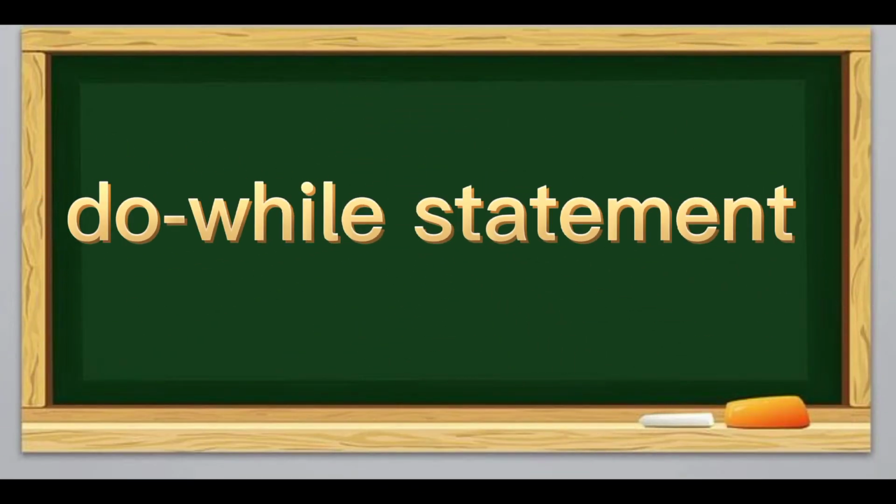Do-while statement. Do-while loop is another type of loop statement in C++. It is also used to iterate a block of statements several times. Especially, do-while loop is used if the number of iterations is not fixed. The block of statements is executed at least once since the condition is checked after the block of statements.